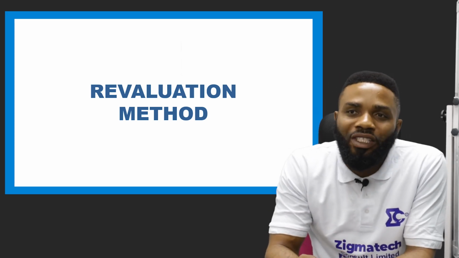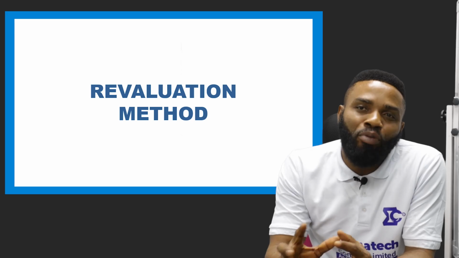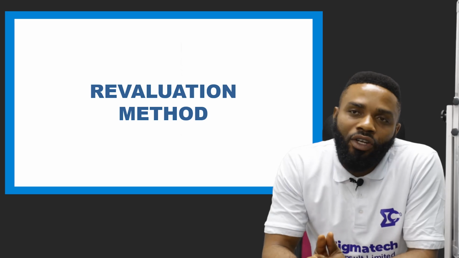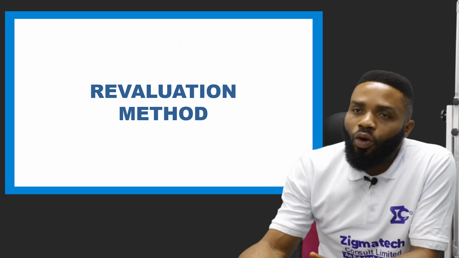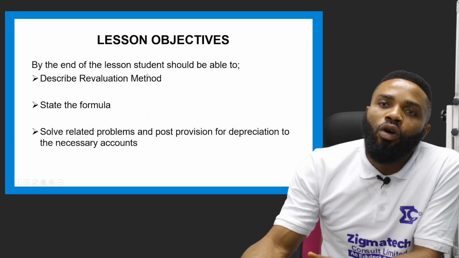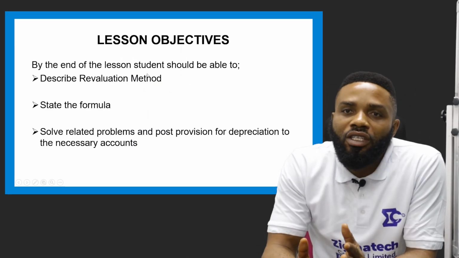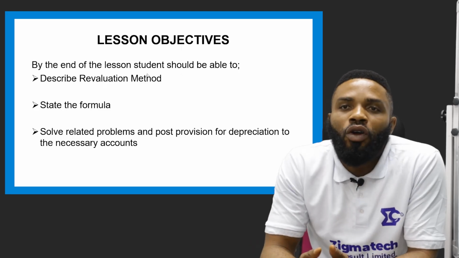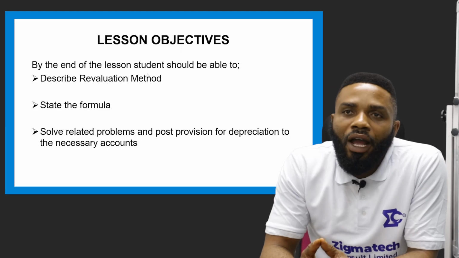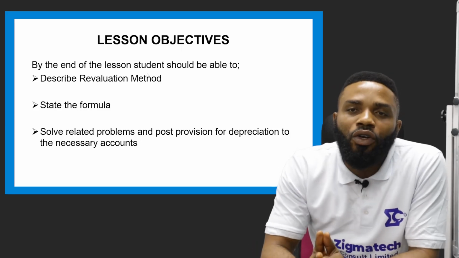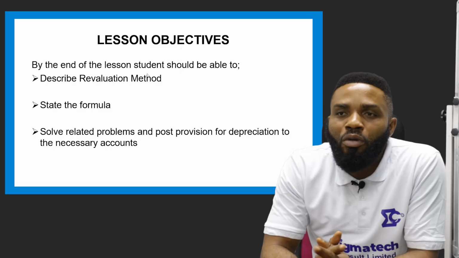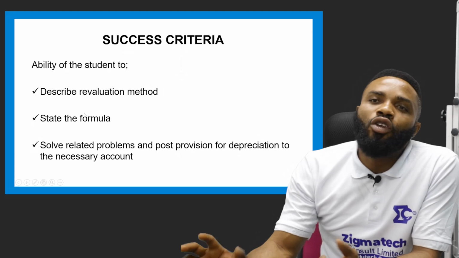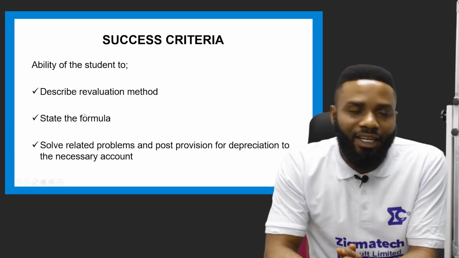And we're also going to demystify the method and expose the focus of the examiner in any examination that is based on accounting. So I would like us to first of all look at what we call the lesson objective, those things that will serve as a focus of our journey in today's lesson. Number one, we are going to describe revaluation method. We are going to state the formula, and we are going to solve related problems and post provision for depreciation to the necessary account.